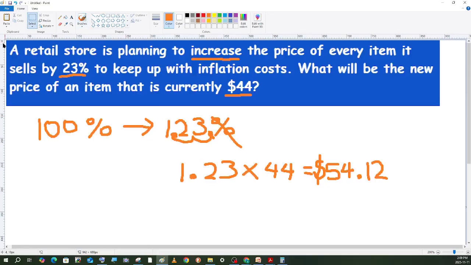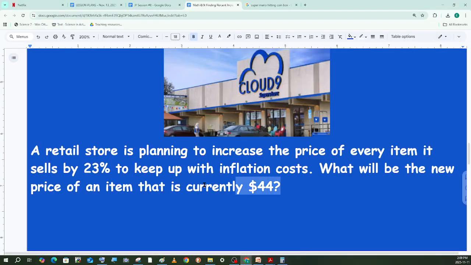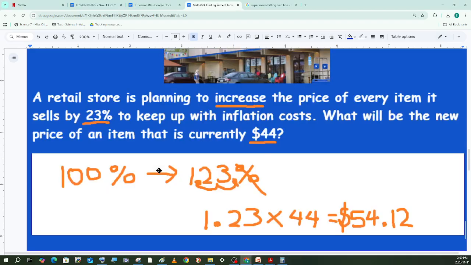Yeah, it's a lot of money to spend on something that used to be only $44. That's the story of my life, actually.